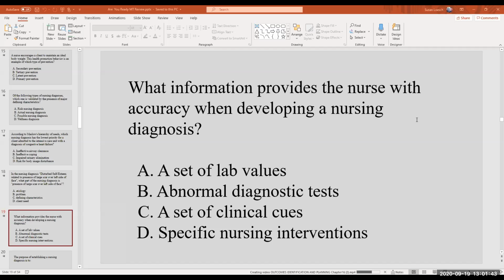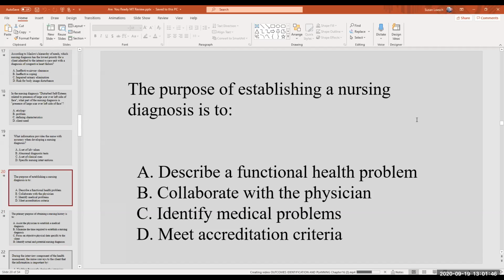Okay, what is the purpose of establishing a nursing diagnosis? The answer is A, functional. That's correct. A. Describe a functional health problem. It's not to collaborate with the physician. Because again, as nurses, what are we treating? We're treating those things that are interfering with that patient's daily life, because those are the things that are bothering them, right?